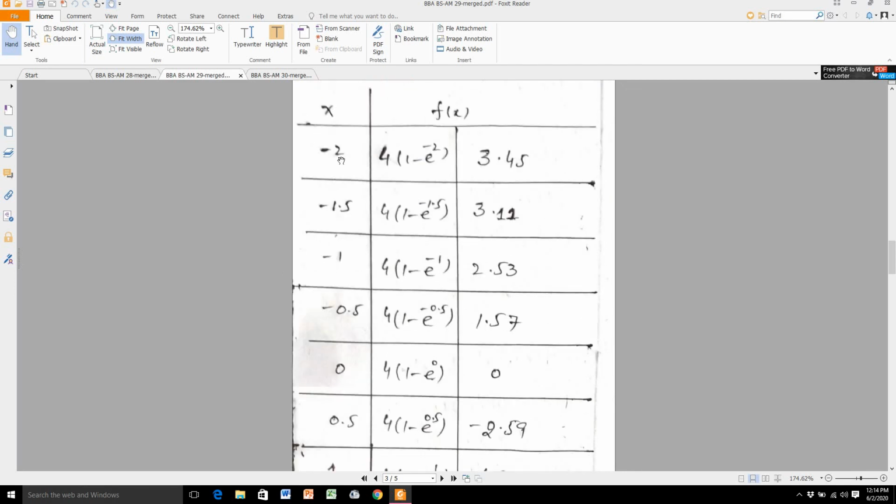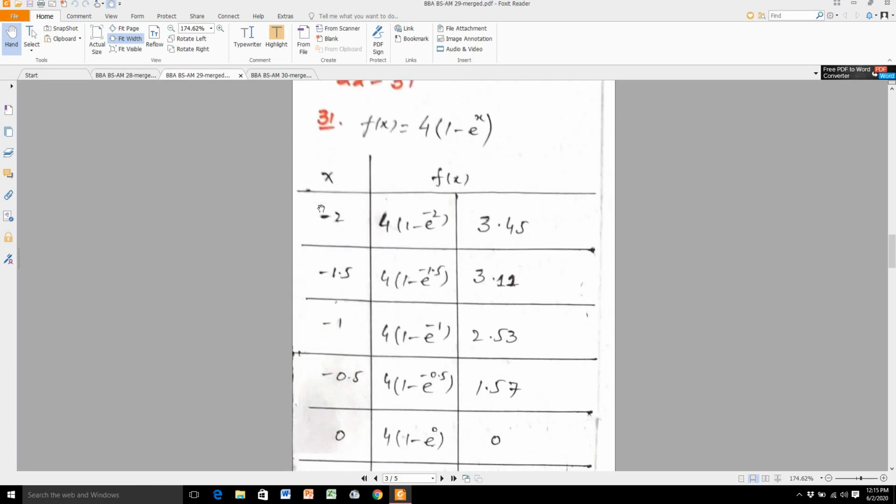Values I take from minus 2, some values from the negative side and some from the positive side. Negative 2, and gradually I make an increment of 0.5. Here you see minus 2, minus 1.5, minus 1, minus 0.5, 0, and so on. First I substitute minus 2 in place of x. It is equal to 4 into 1 minus e raised to the power minus 2.